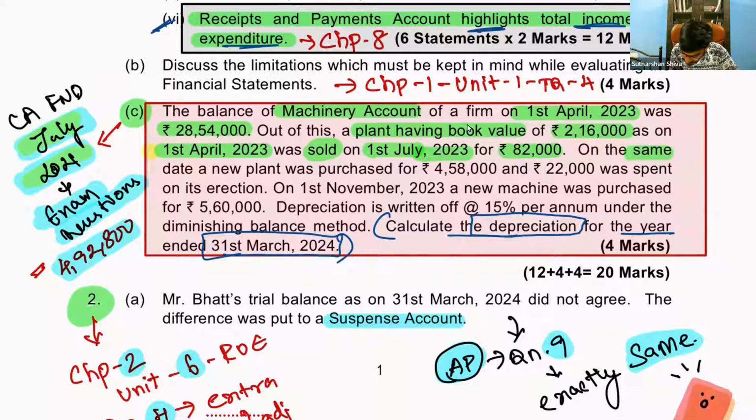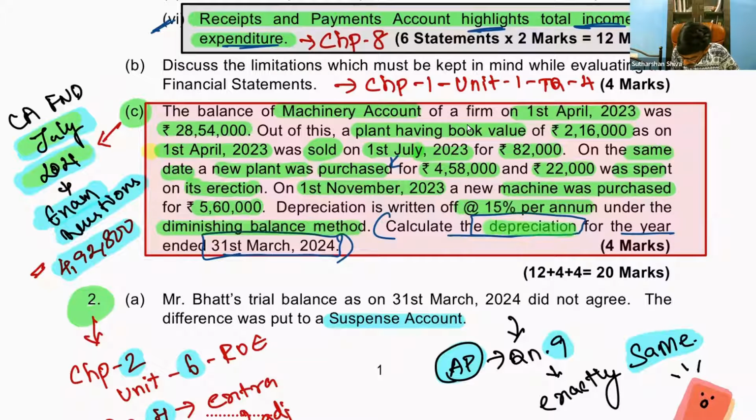On the same date, 1st July, a new plant was purchased for 4,58,000 and 22,000 was spent as erection, that is their installation charges. On 1st September 23, a new machine was purchased for 5,60,000. Another new machinery they are purchasing, so you have 3 machineries. The first machinery we have bifurcated into parts. Depreciation is written off at 15% per annum under the diminishing balance method.